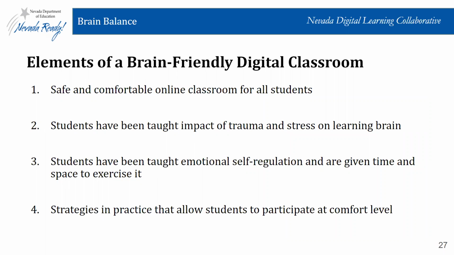So I've broken down the elements of a brain-friendly digital classroom into 4. Number 1 is a safe and comfortable online classroom for all students. Number 2 is students have been taught the impact of trauma and stress on their learning brain. Number 3 is an extension of that. They've been taught emotional self-regulation and are given time and space to exercise it. And number 4, there are strategies in practice that allow the students to participate at their own comfort level.